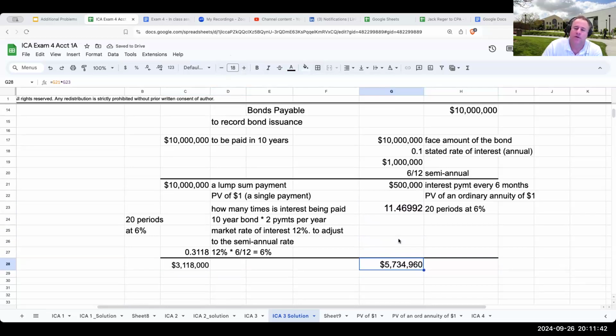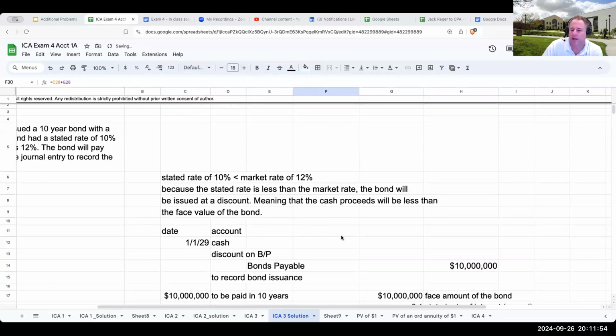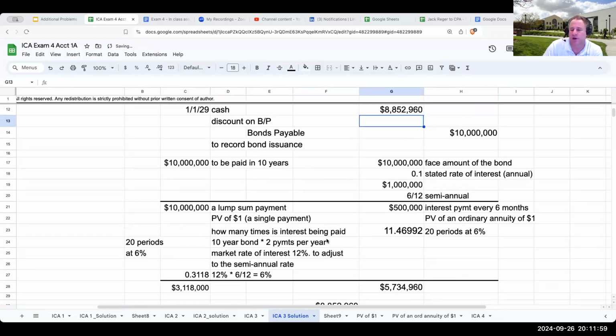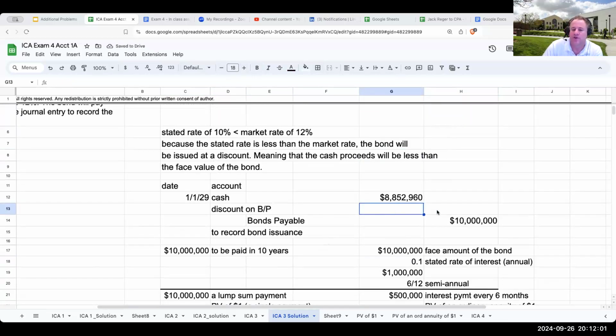Now, the total bond proceeds is going to be the sum of the 3,118,000 plus the 5,734,960. If we come over here, the amount of cash we're going to receive is going to be 8.85 million. This should be below the bond payable face value amount. My difference here is going to be my discount on bonds payable, or whatever I need to do to balance. So that's one example that we're going through and looking at.